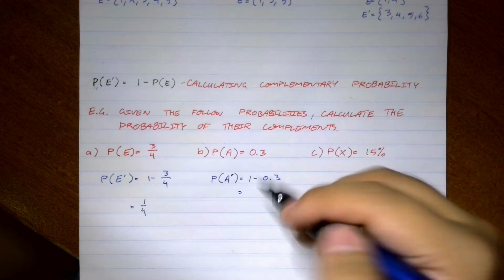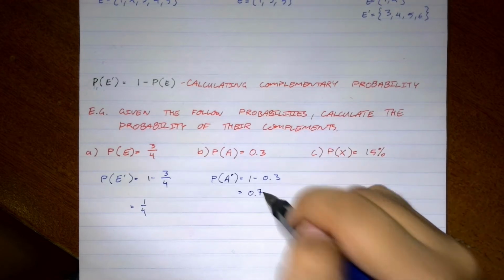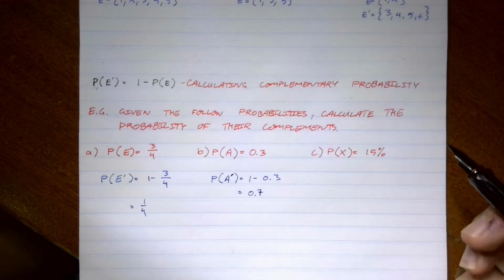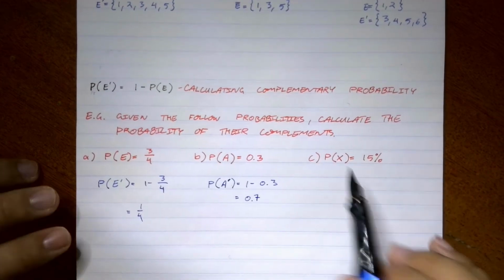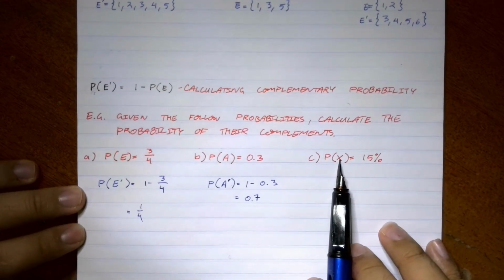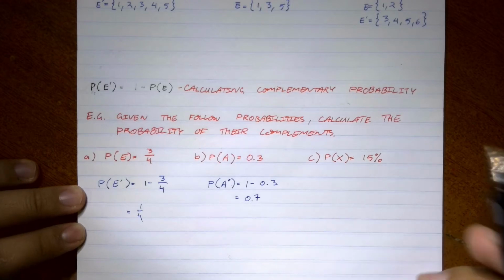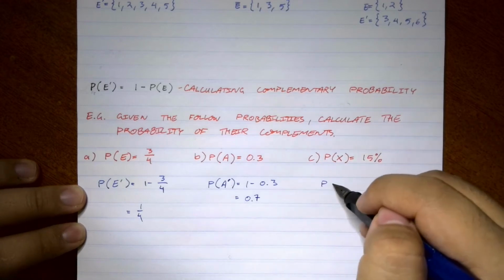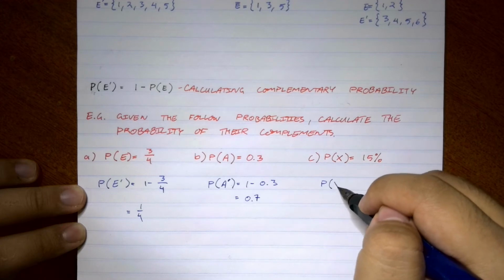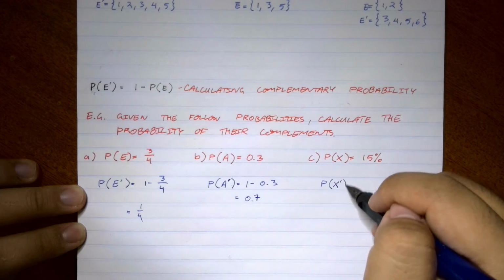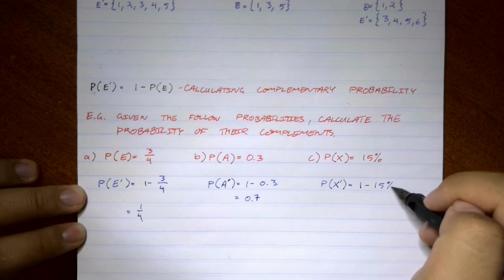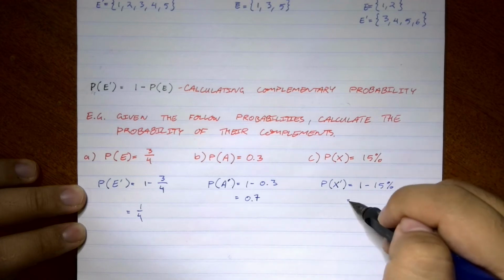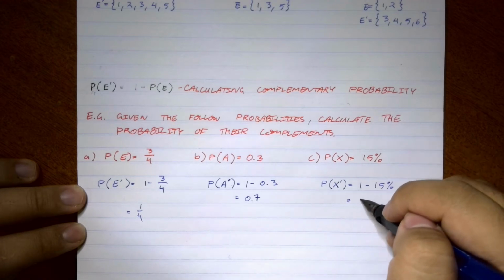That's easy to calculate as 0.7. Our last example here, the probability of some event X is given as 15%. Well, we can calculate the complement of X as 1 minus 15%. Well, that will be 85%.